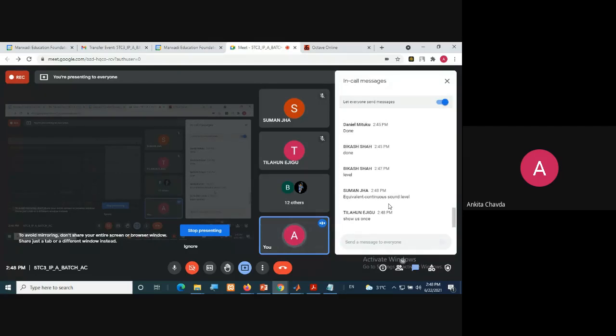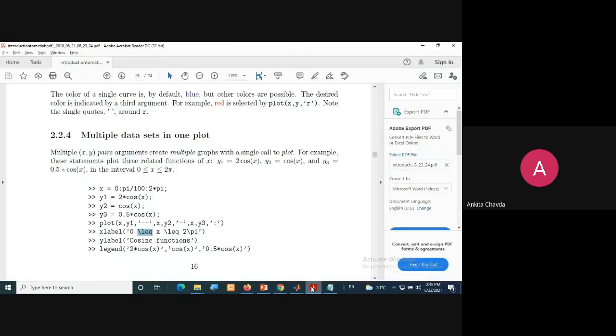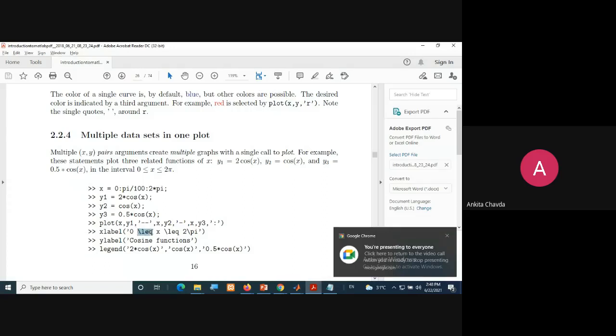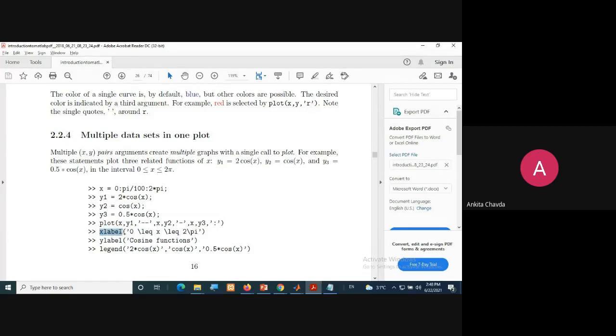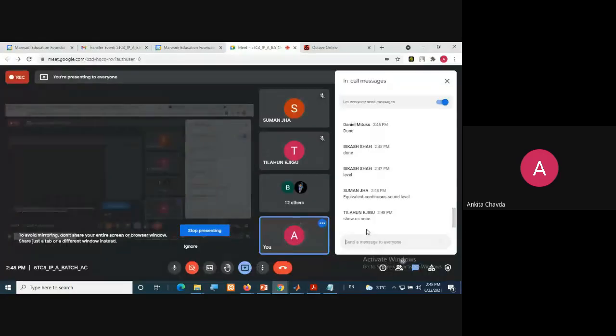Equivalent continuous sound level. It's the less than or equals to sign. Come on. It will show you just the sign of less than and equal in the axis label. Fine. So it will show you like this. It will show you the sign. For that we are using this. For this pi, you are using this /pi. Are you getting it now? You just try once.